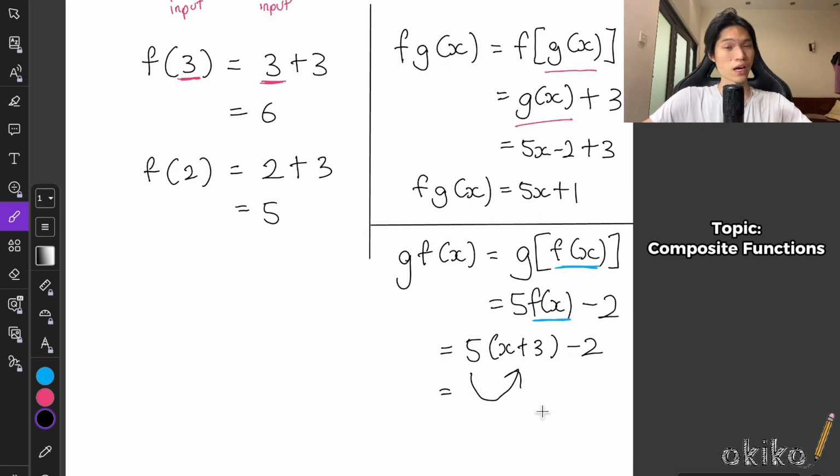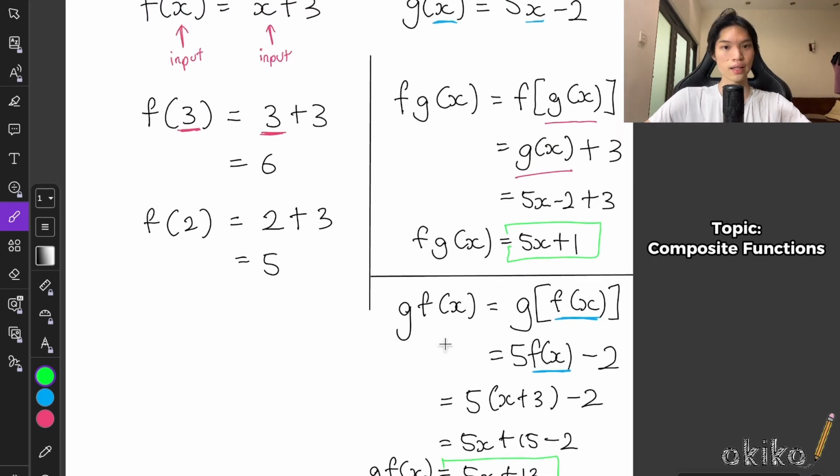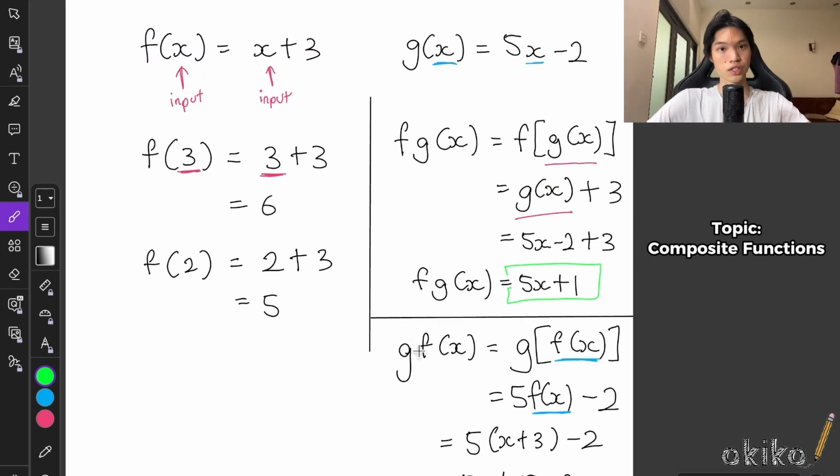You can expand the 5 out into the bracket, so that's 5x, because 5 times x, and 5 times 3 gives you 15. Then one more step would involve this 15 minus 2 here, giving you 13. So that's the expression we get when we go for g(f(x)) instead of f(g(x)). So as you can see, the order in which we make our composite function matters. And that's basically the gist of composite functions.